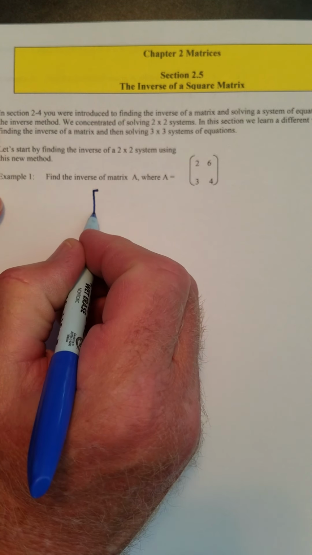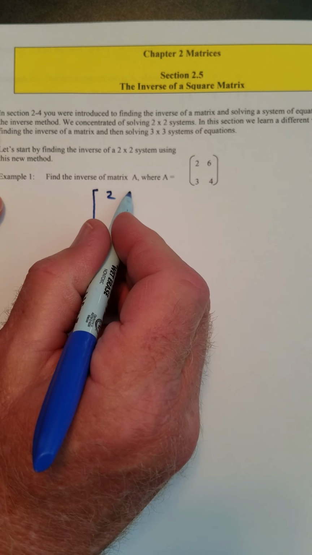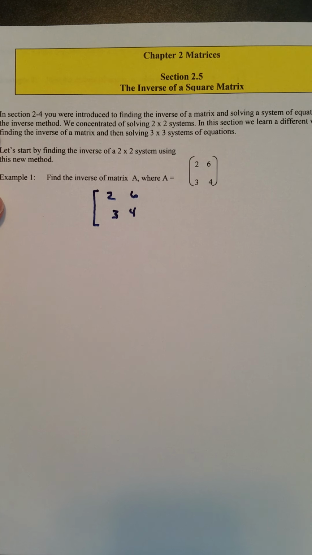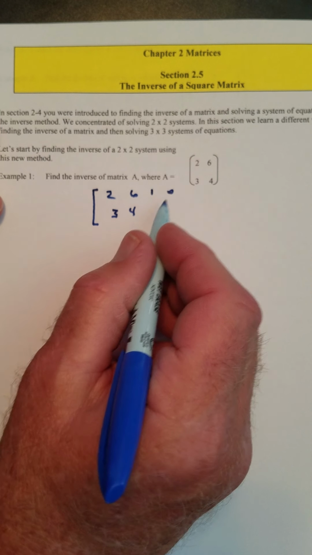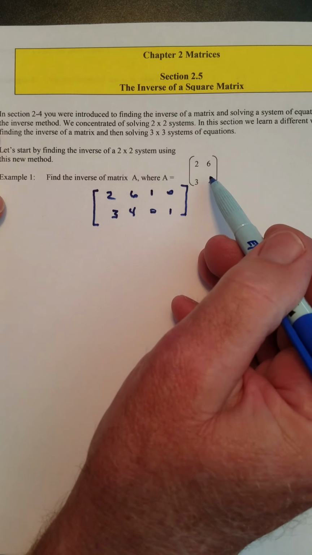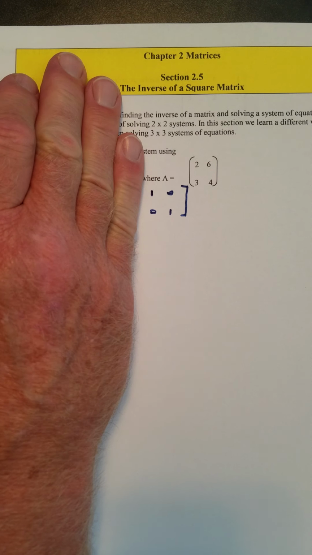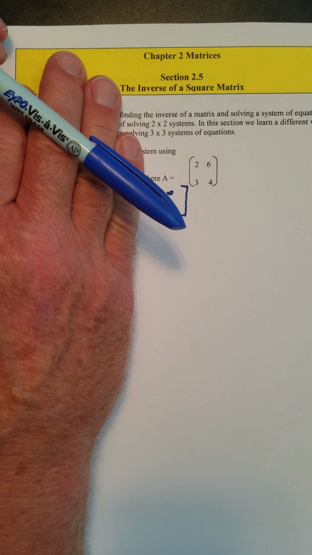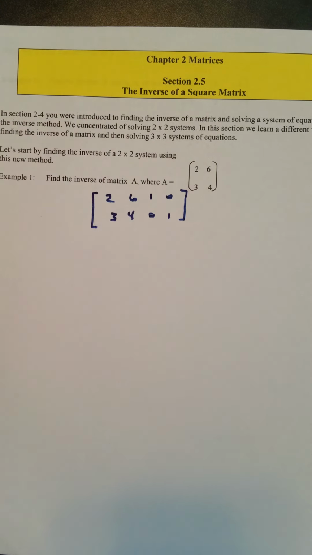So what I'll do first is I'm simply going to take this matrix 2, 6, 3, 4. I'm going to copy those numbers over here. And then to those, I'm going to add this. So I went from a 2x2 matrix to a 2x4 matrix. And the last half looks familiar. You see your ones on the diagonal and your zeros everywhere else. That's the identity. So all you did was add the identity there.